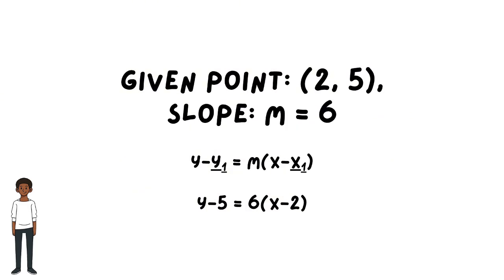Step 1. Identify your values. In our ordered pair (2, 5), the x-coordinate x1 is 2, and the y-coordinate y1 is 5. The slope m is 6. Plugging these into the formula gives us y minus 5 equals 6 times (x minus 2).